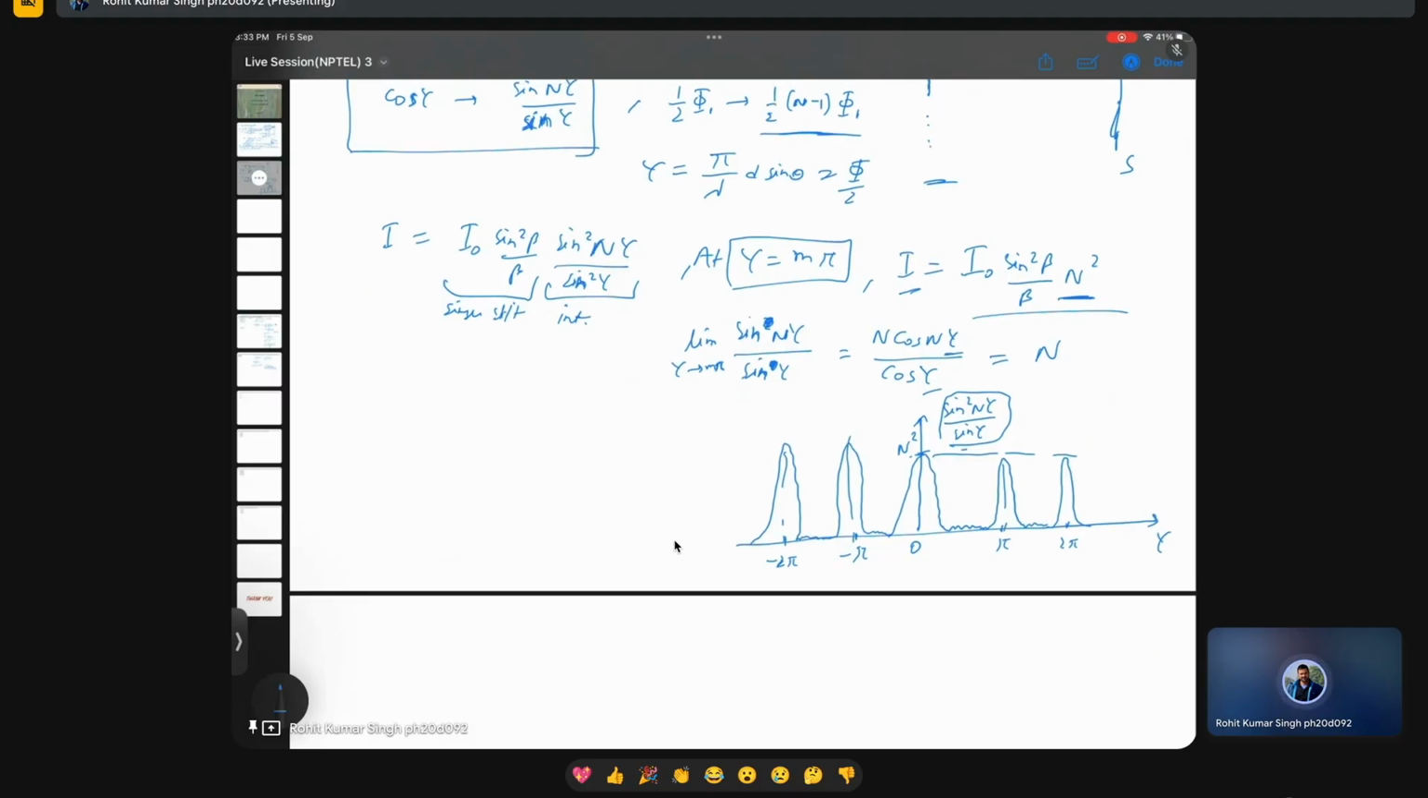So it will look something like this, the intensity due to the interference of n slits. You see that it all depends on how many slits you have. If you have more slits, then these maxima, which are called principal maxima, will show more bright intensity. The more slits, the more bright intensity you have.